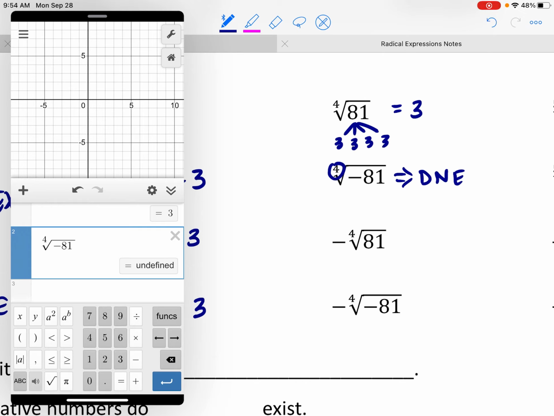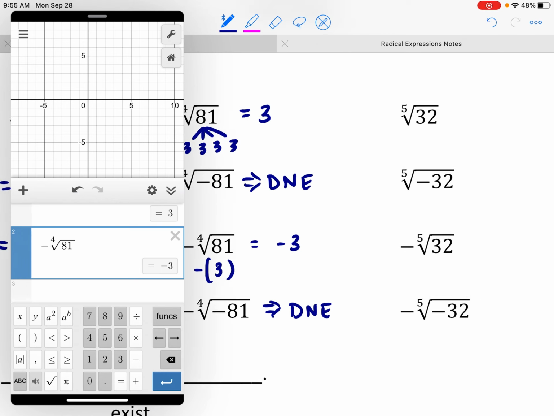There isn't a way to multiply an even number of positives or negatives and get a negative result. So for the same reason the square root doesn't work, the 4th root's not going to work here. Now if I put the negative on the outside, that's not an issue. Take the 4th root of 81, which we said was 3, and multiply it by the negative, so we get a negative 3. And then here, again, this doesn't exist, so we can't take something that doesn't exist and multiply by a negative, so this whole thing still is undefined. It doesn't exist, it's not possible.